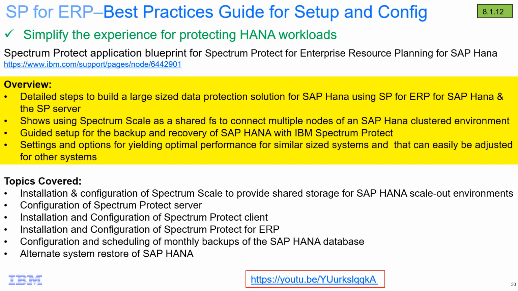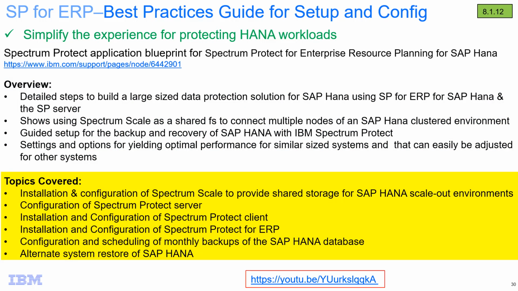It's going to show using the Spectrum Scale as a shared file system to connect multiple nodes of an SAP HANA clustered environment. It'll give you a guided setup for the backup and recovery of SAP HANA from IBM Spectrum Protect. And it'll give you some different settings that will have the best performance yield. Some of the topics covered include installation and configuration of the Spectrum Scale, configuring Spectrum Protect server, installing and configuring the Spectrum Protect client, as well as the Spectrum Protect for ERP data protection piece.